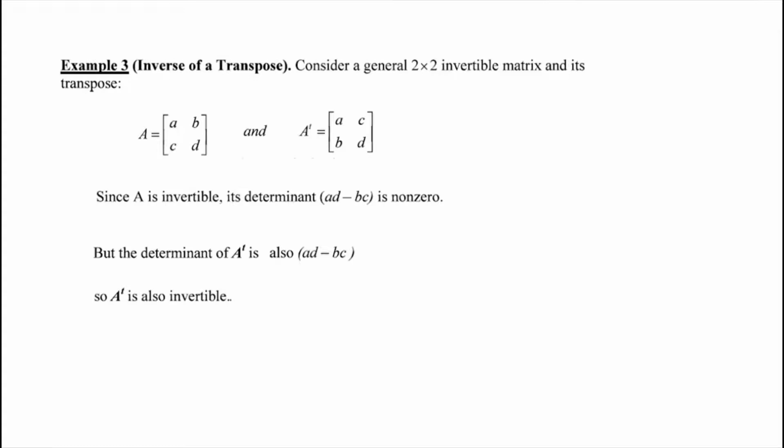Since A is invertible, its determinant is non-zero, and we know that the determinant of A is equal to ad minus bc. But let's check the determinant of A transpose, and it's again ad minus bc, which we have already assumed is not equal to 0. Therefore, A transpose is also invertible because the determinant of A transpose is not equal to 0.